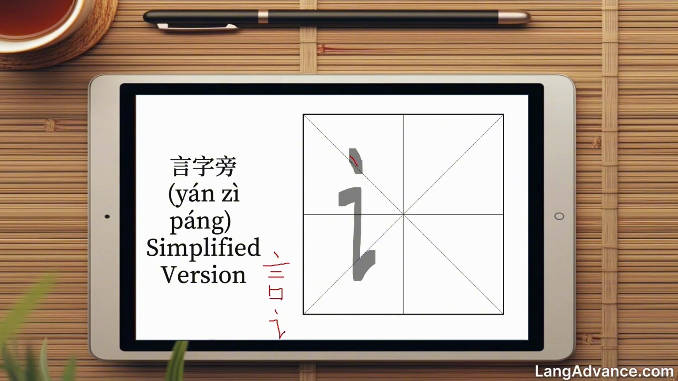Okay, so now let us start to write our radical. So we have our dot on top, and then we have a small horizontal line, and we drag it down, and we will have the hook. So this is the simplified version of 言, which will be our radical. Let's see how do you write that again. We have our dot and this part. Nice and easy.